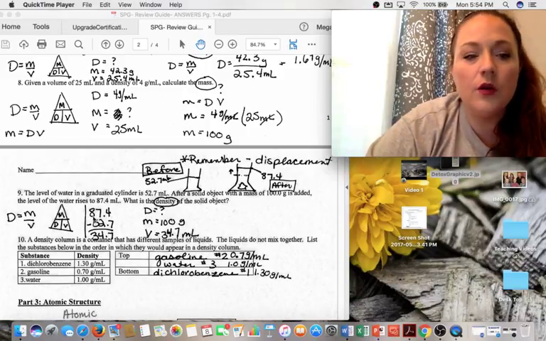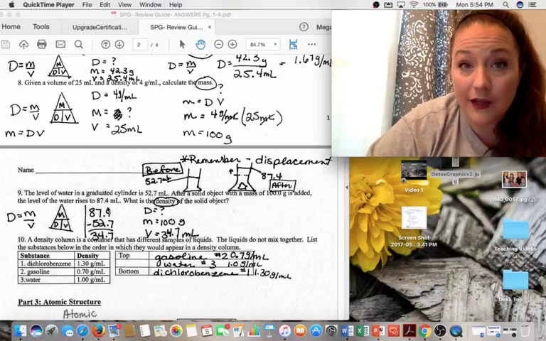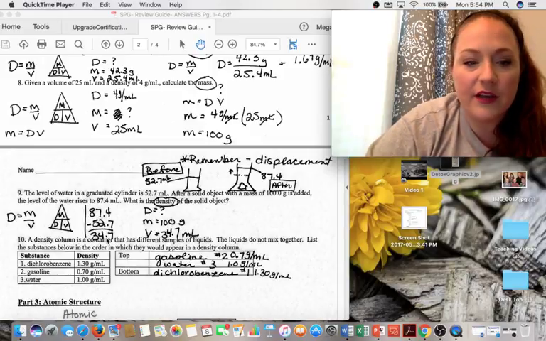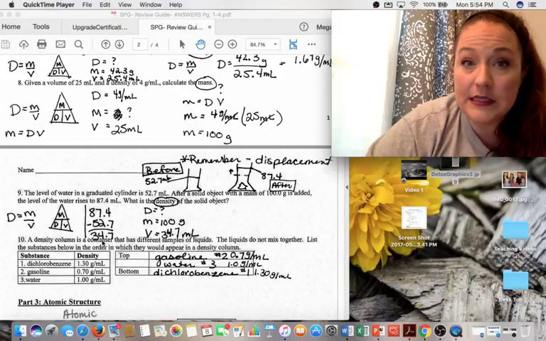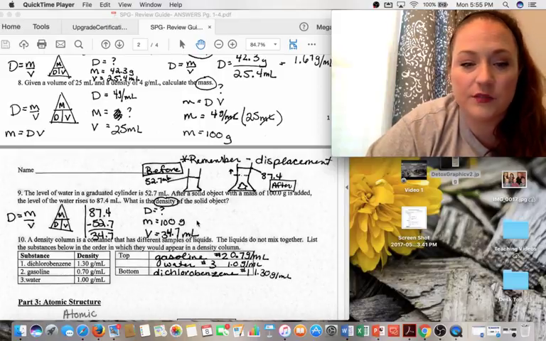So I started with 52.7 and I ended with 87.4. When you take your final minus initial, again, final minus initial, 87.4 minus 52.7, it gives me a difference, a displacement of 34.7. So density is my unknown, mass is 100, and volume is 34.7 milliliters. You'll discover that I have not finished this problem.